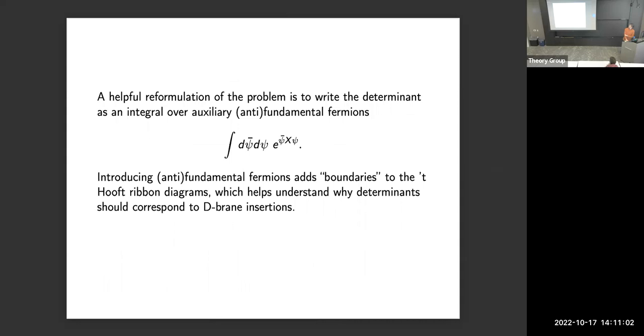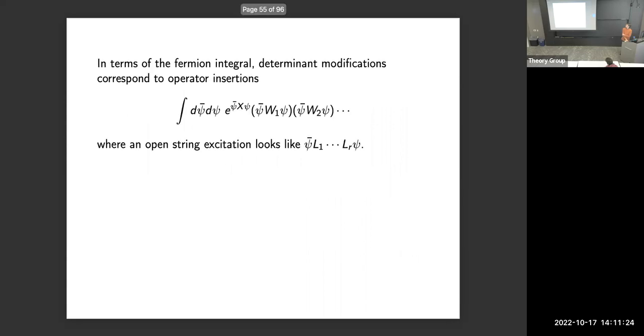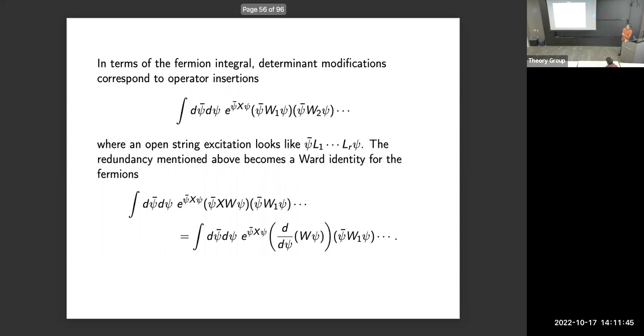A helpful reformulation of the problem is to write the determinant as an integral over auxiliary fundamental and anti-fundamental fermions. Introducing these fermions adds boundaries to the Feynman diagrams, which helps understand why determinants might correspond to D-brane insertions. In terms of the fermion integral, the determinant modifications correspond to operator insertions of that form, where an open string excitation generically looks like a series of letters sandwiched between a fundamental and anti-fundamental fermion. The redundancy of extra closed strings mentioned above becomes a Ward identity for the fermions.